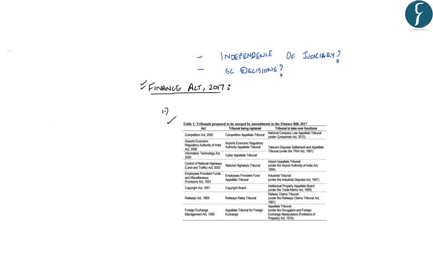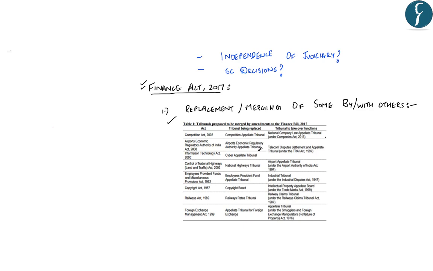For example, Competition Appellate Tribunal would now be replaced by National Company Law Appellate Tribunal. Similarly, the Cyber Appellate Tribunal and the Airport Economic Regulatory Authority Appellate Tribunal would now be replaced by TDSAT, which is Telecom Dispute Settlement and Appellate Tribunal. Now, there is a big issue with this merging or replacement of tribunals. The issue is that this body, say Telecom Dispute Settlement and Appellate Tribunal, may not have the expertise to adjudicate matters relating to pricing of airport services, which is currently seen by this body.